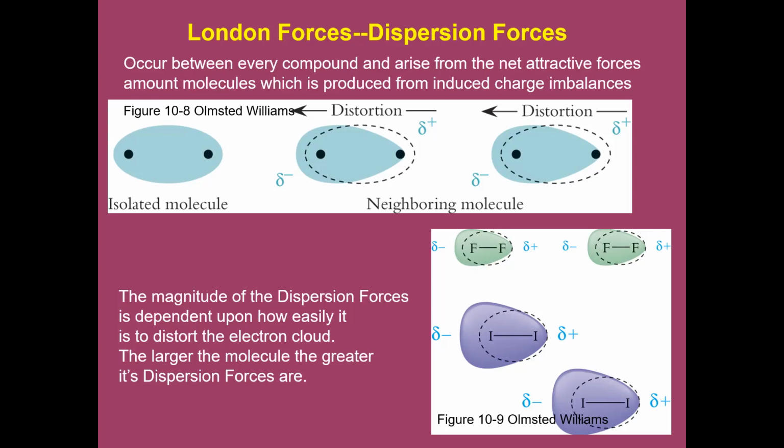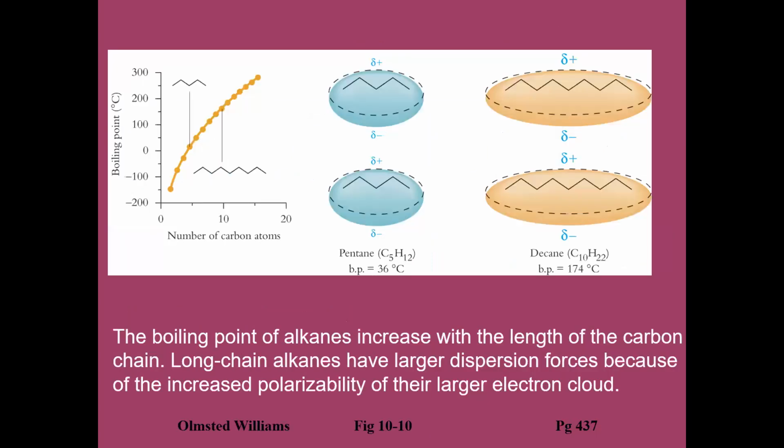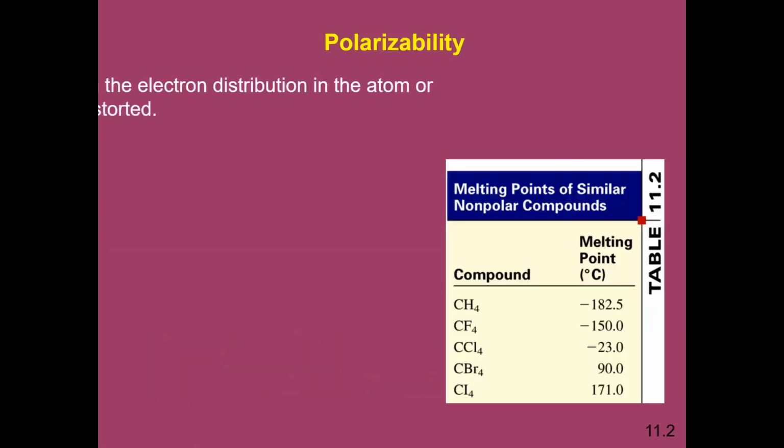Right, left to right and up, bottom to top. All right, so another thing that matters is how long the carbon chain is in the molecule. In this case, it says here that they increase polarizability if they have larger electron clouds. So longer chains have larger dispersion forces, which makes sense.